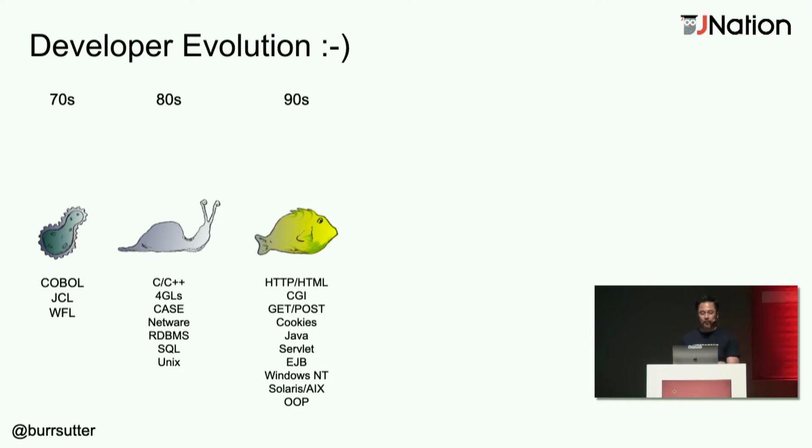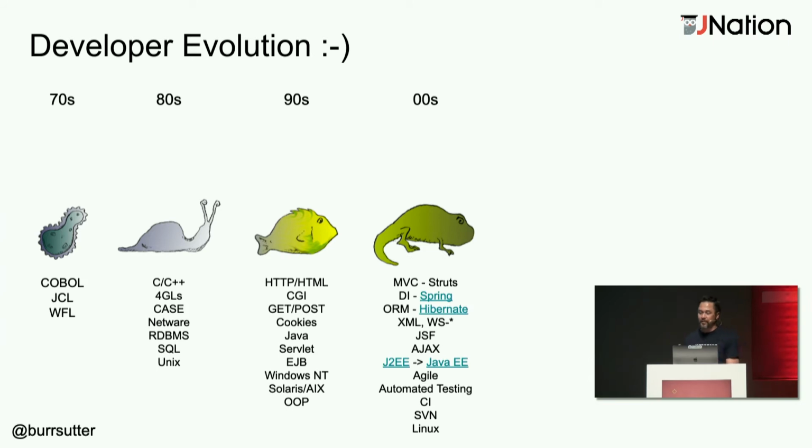So we also learned about Windows NT, Solaris, AIX, and object-oriented programming. And then we move over to the 2000s, right? That first decade of the 2000s, we really got into MVC with this technology called Struts, so model view controller. We really got into dependency injection with Spring. We really got into ORM, object relational mapping, with Hibernate. We learned about XML, web services, SOAP and WSDL, and all these other things.